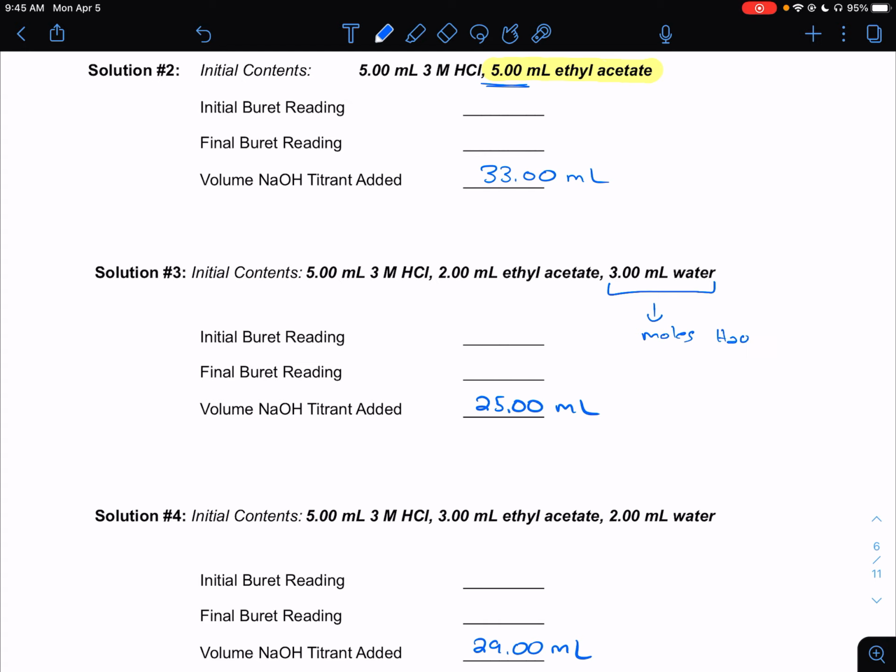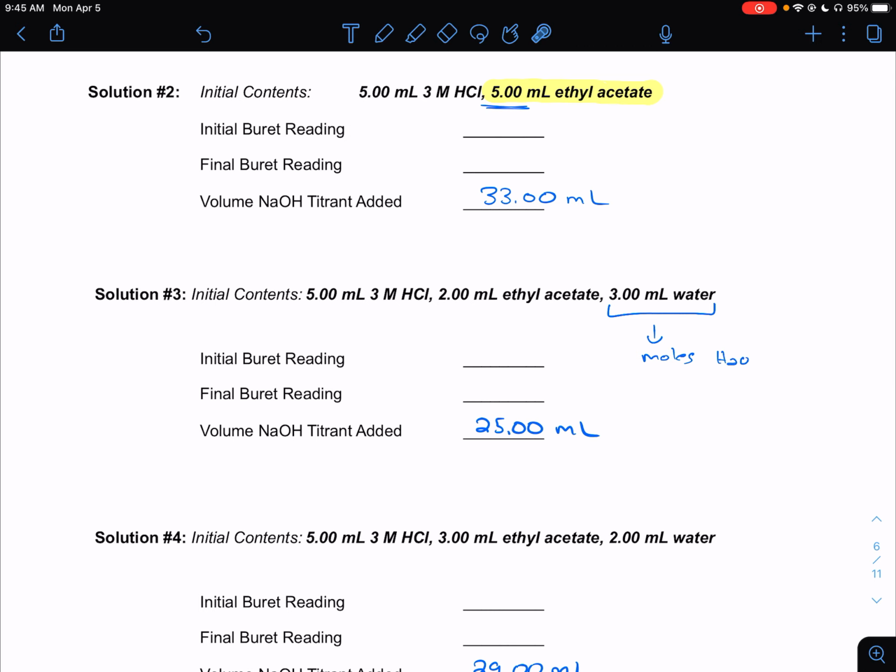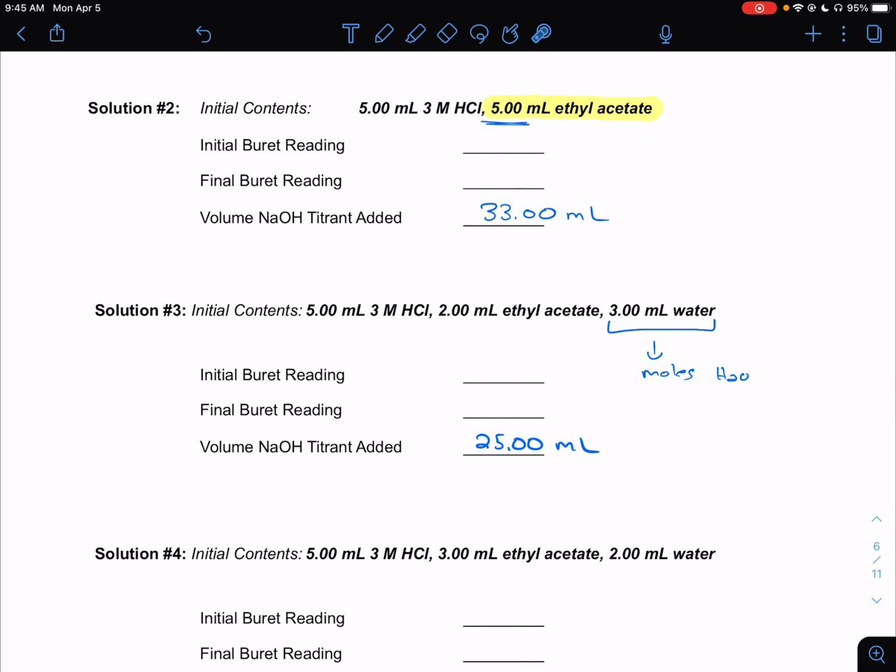But that's not the only water source. We can see Flask 2 doesn't seem to have any water, but it does have 5 mL of 3 molar HCl. And recall that this is 3 molar HCl, so that is an aqueous solution. Most of this 5 milliliters is water with a little bit of HCl. So what we need to do is figure out, of these 5 mL, how much of it is water. And that's going to tell us the initial concentration of water for solution 2.